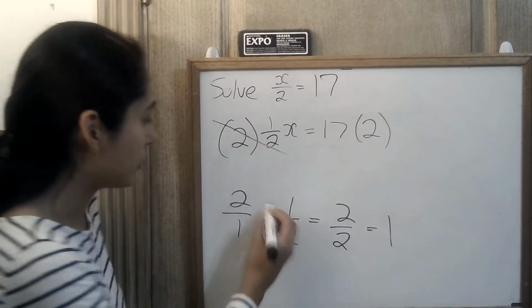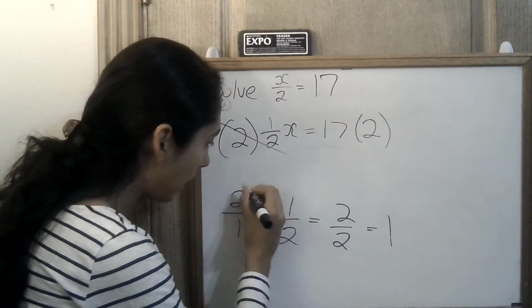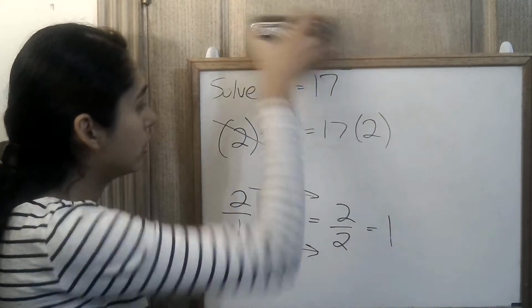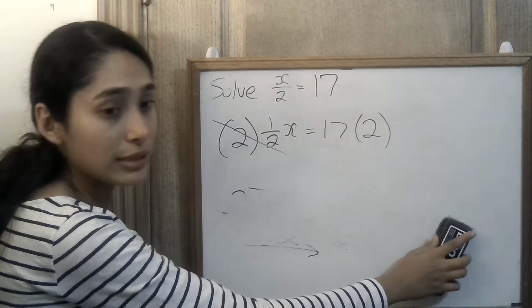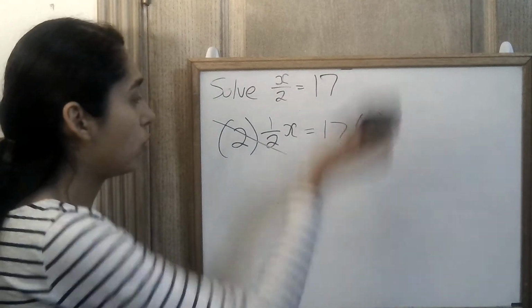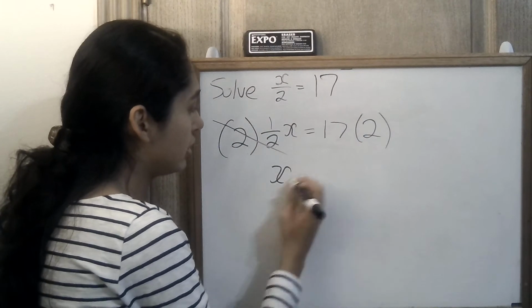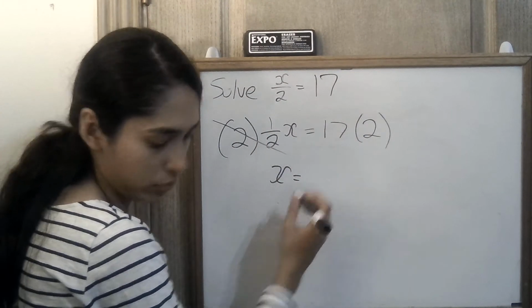So then we just multiply straight across, right? Straight across. 2 over 2, same thing as 1. If you multiply anything by 1, it's the same thing as itself. So 1 times x is just x. So then x is equal to 34.